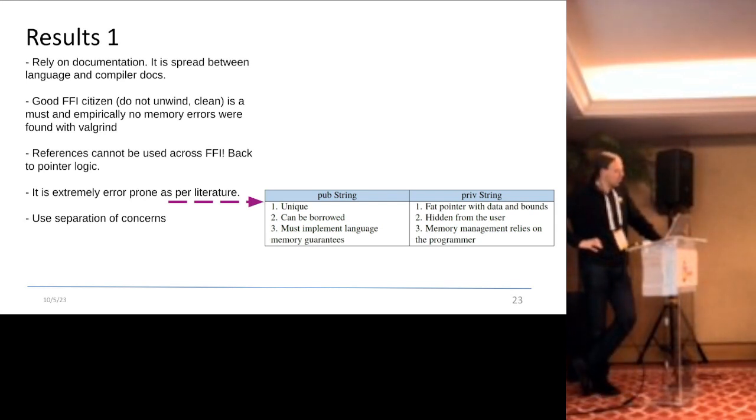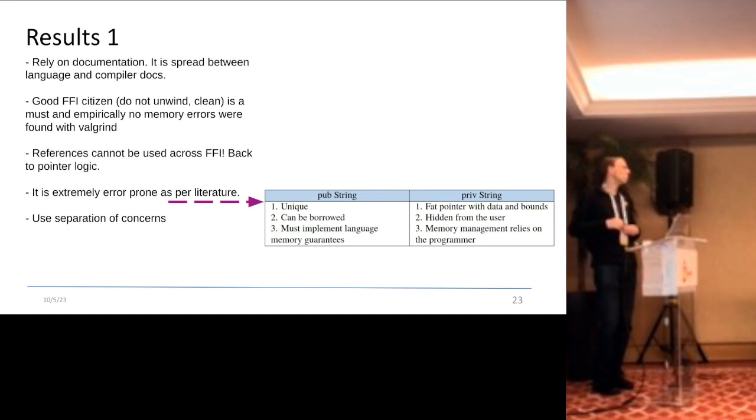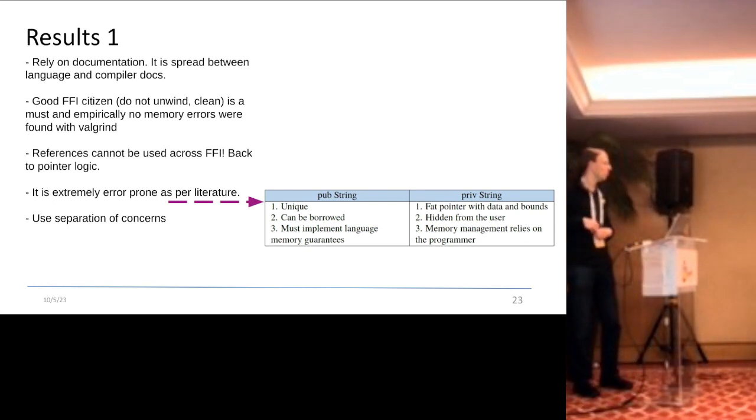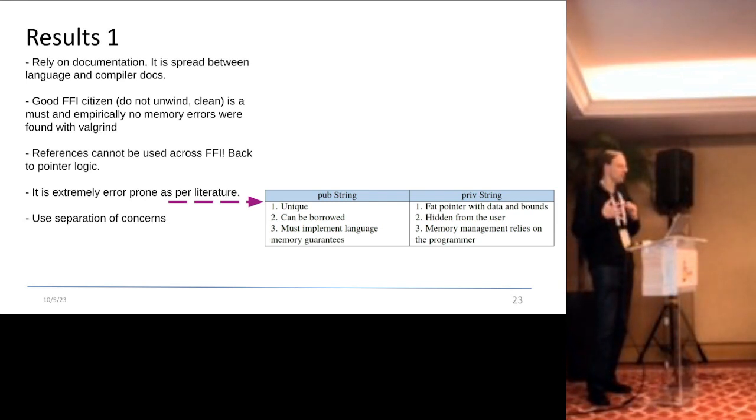You can also not use high-level references, because those have the ownership principle, so you have to go back to low-level pointers, and a small mistake can break the memory safety. So we used a memory checking tool, Valgrind, to ensure that the code is actually still correct, at least as far as the test cases go.